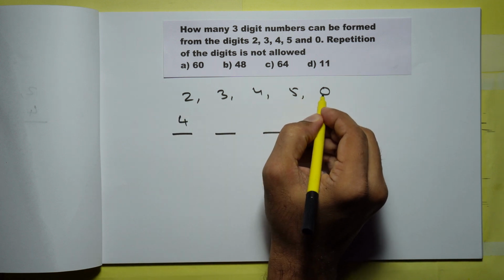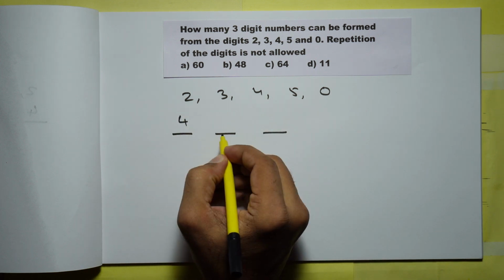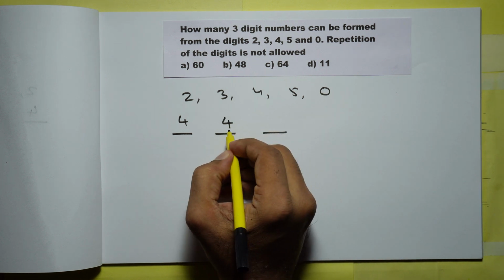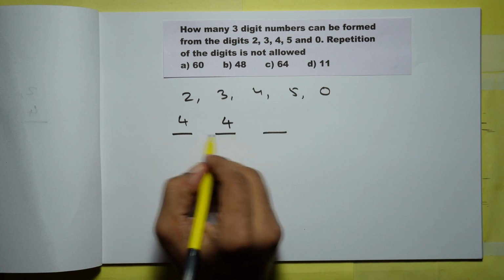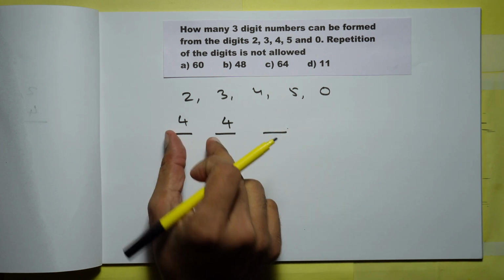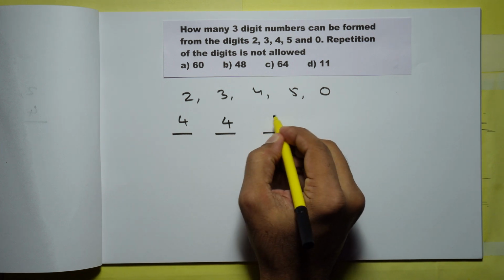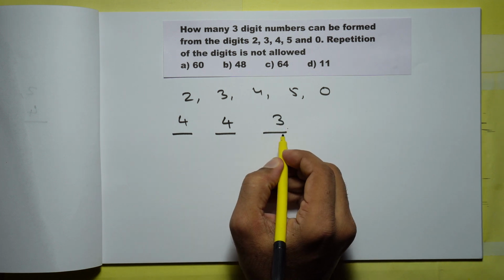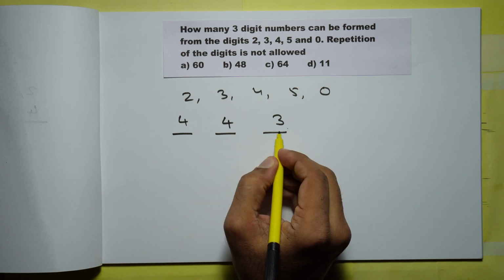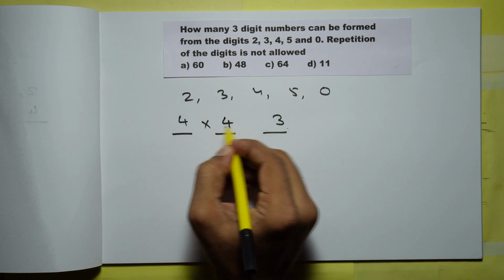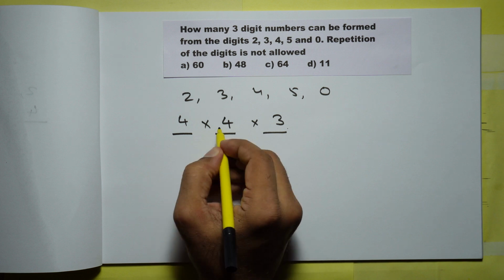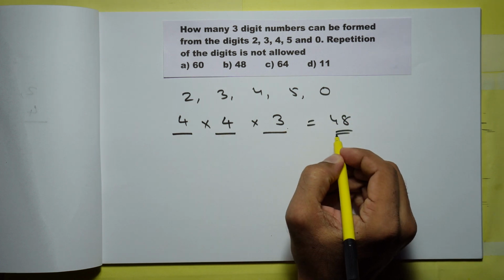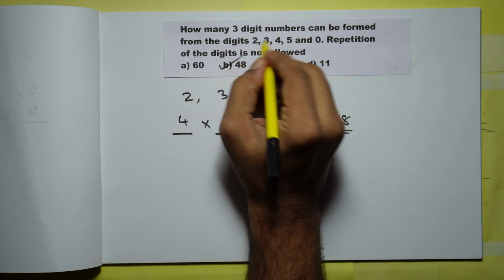5 numbers are there. 1 number has already been used here. So this blank can be filled in any of the remaining 4, including 0. This may be 0. After filling these 2 blanks, 2 numbers have already been used here. So this can be any of the remaining 3. Now all the 3 blanks have to be filled. This and this and this. Whenever AND comes, you have to multiply. So 4 into 3, 12. 12 into 4 gives you 48. So altogether 48 possible outcomes are there. Hence option B.